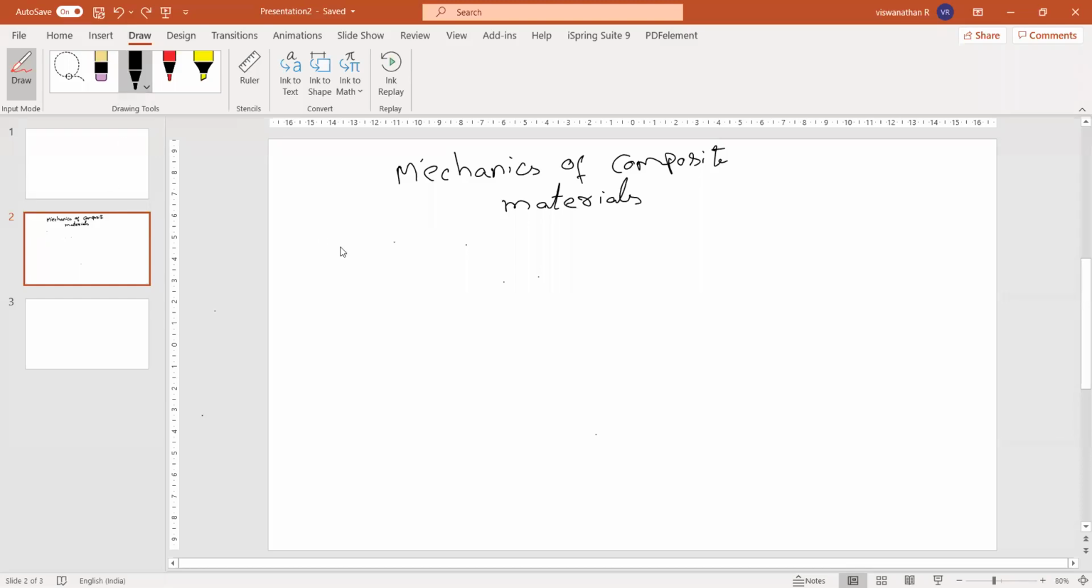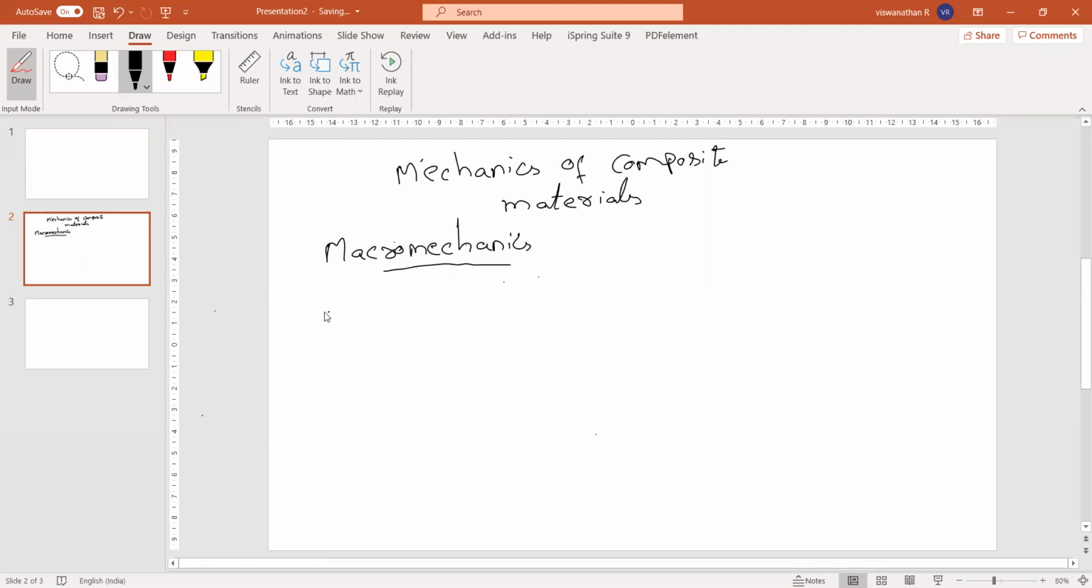So we started discussing macro mechanics yesterday. Macro mechanics, in which we wanted to discuss the stress-strain relationships. Okay, but before going into the composite materials, we spoke about the isotropic materials.